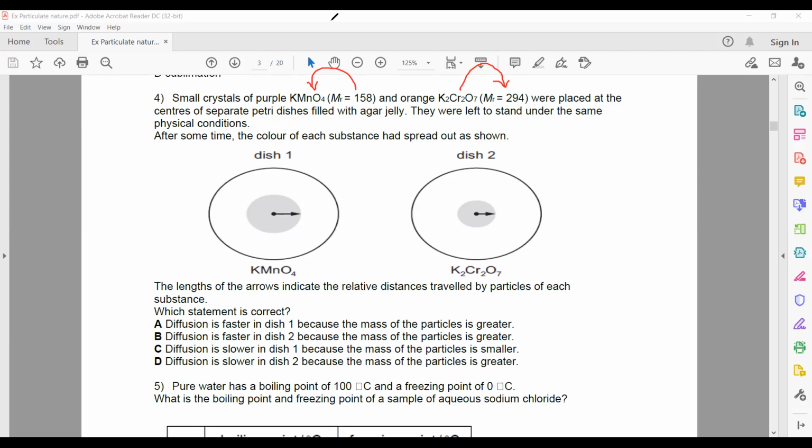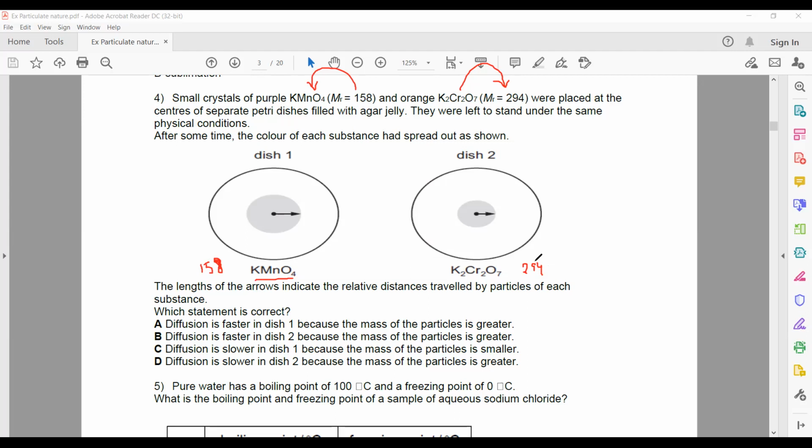So look, first when you work out, you can see KMnO4 moves to a greater distance. Why did it move to a greater distance? Because it is lighter, or it has a mass of 158. K2Cr2O7 is heavy because its mass is 294. So we'll check the statements.